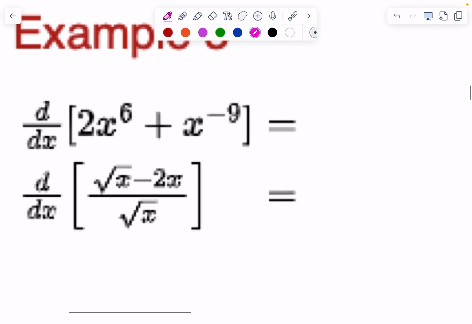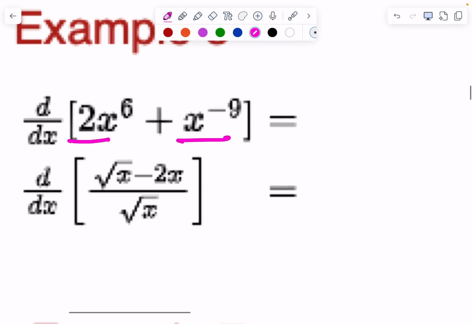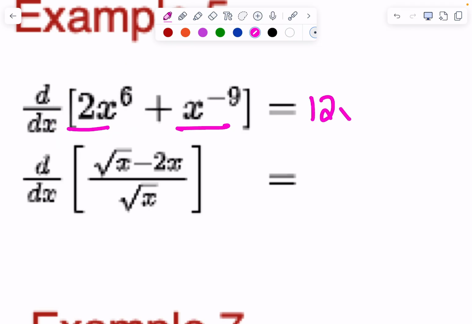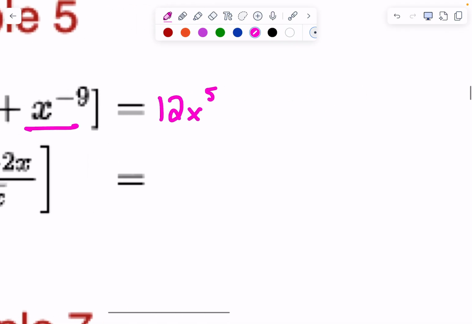Okay, let's go to example 5. What if I have 2 pieces? Do we add them together? You just do them separately, right? What's the derivative of this one? What's the derivative of 2x to the 6th? 12x to the 5th? Okay. What about x to the negative 9th?